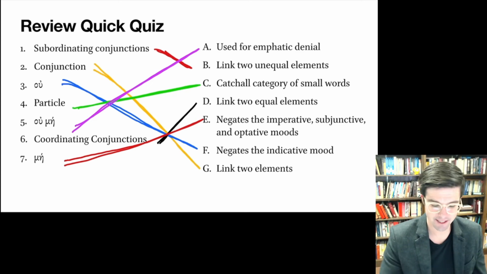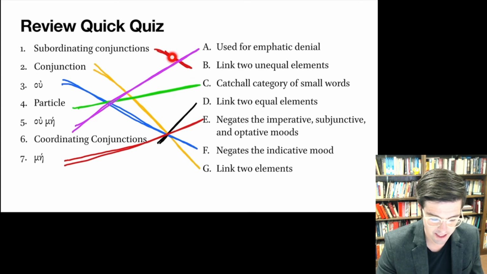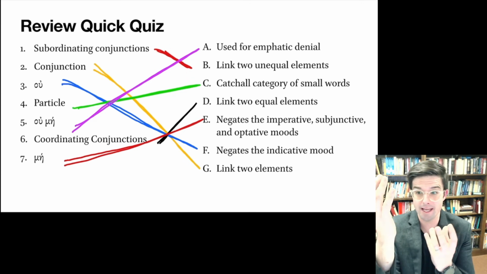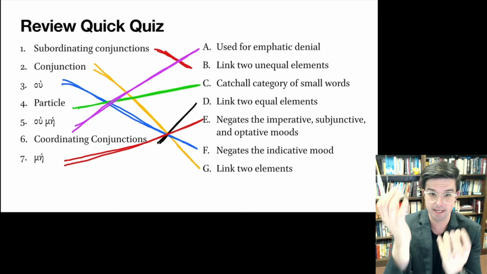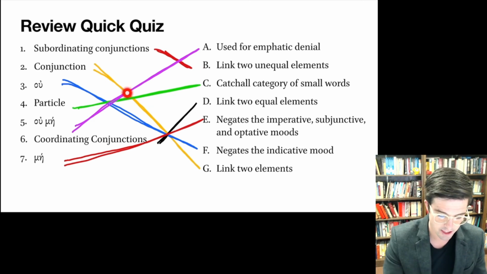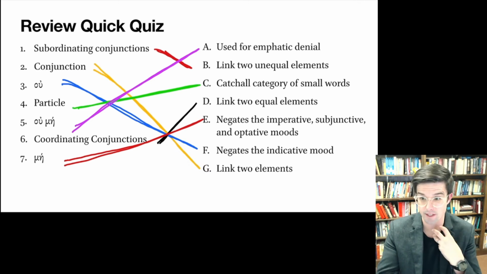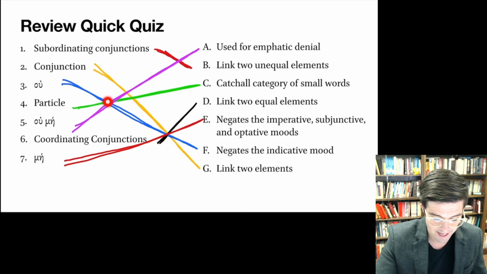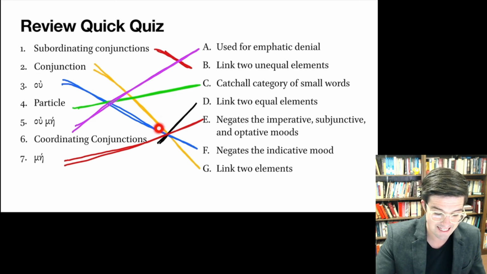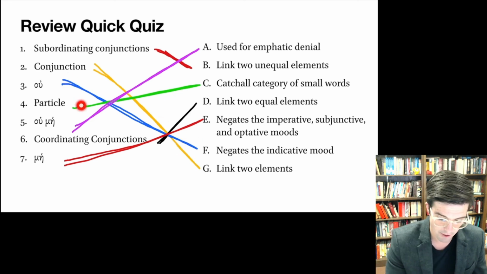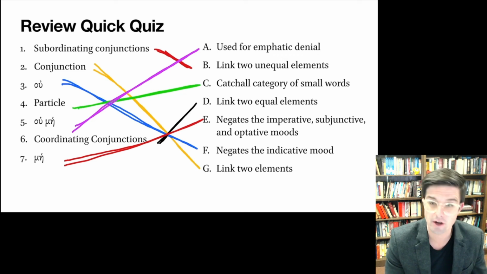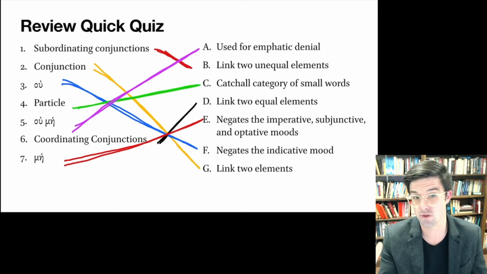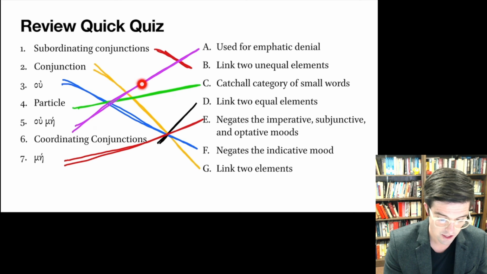Here are my answers. A subordinating conjunction is going to link two unequal elements. One is going to be dependent on the other. A conjunction is going to link two elements, not saying anything about whether it's subordinating or coordinating. Ou, the negative particle ou, is going to negate the indicative mood. A particle, generally speaking, is a catch-all category for small words that do different kinds of things. Ou me is used for emphatic denial.